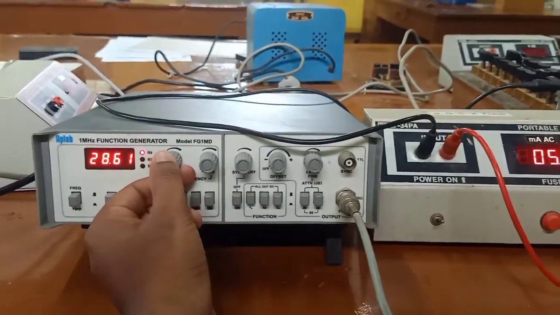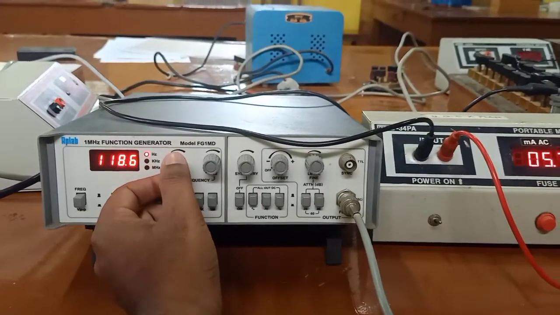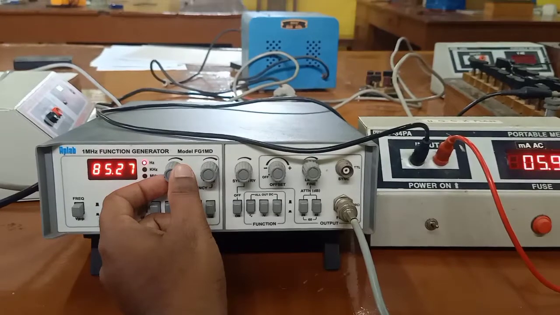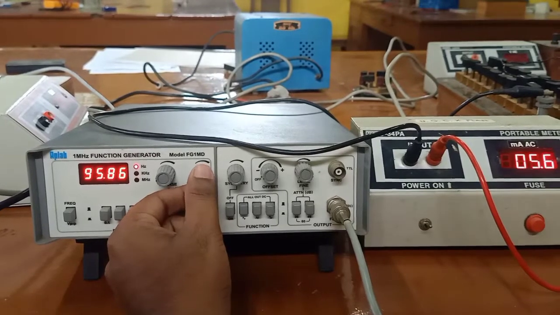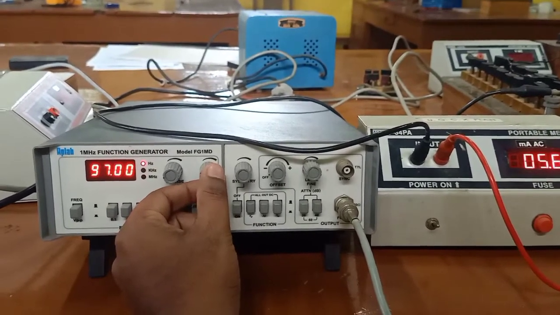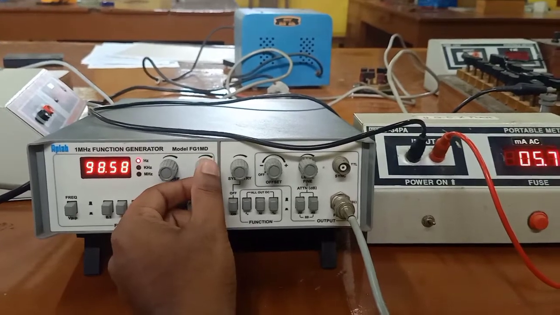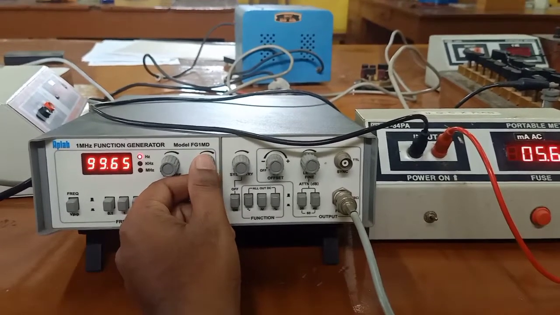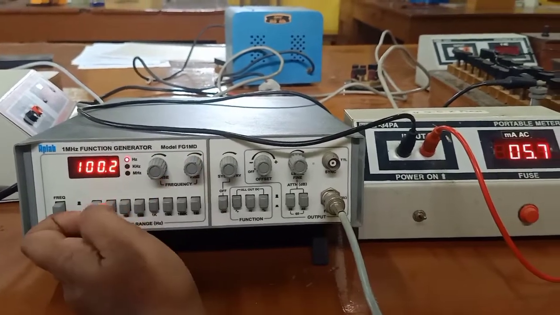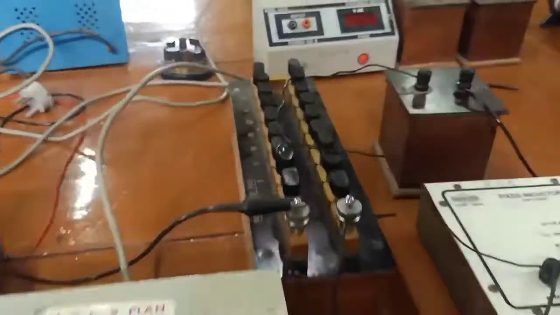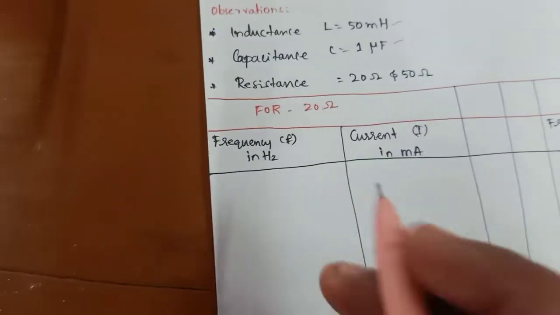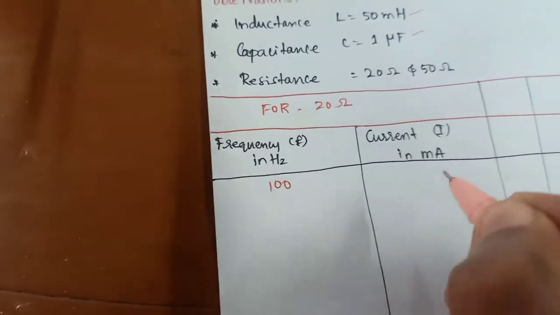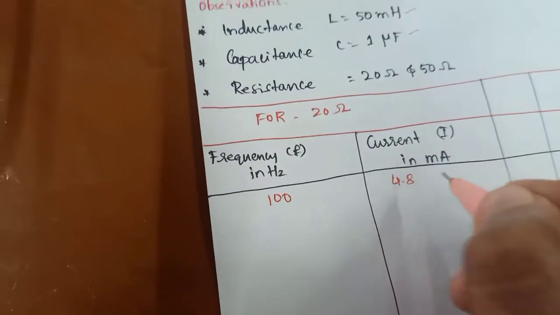Now set it to 100 hertz. We have to use it very carefully. Then 95, now use the fine knob. Don't be in a hurry while setting it. Now for 100 hertz, with the 20 ohm resistance plugged in, the current is showing 4.8. The applied frequency is 100 hertz and the current is 4.8.